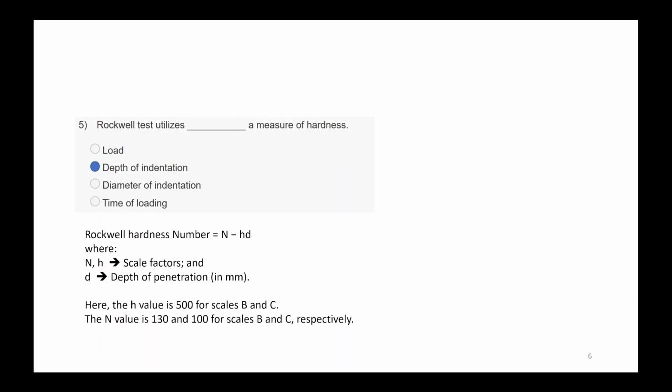The Rockwell test utilizes depth of indentation as the measure of hardness. The depth of indentation is used in the formula N minus h over t, where h is your depth of indentation. N and t are the scale factors, and h is your depth in mm.